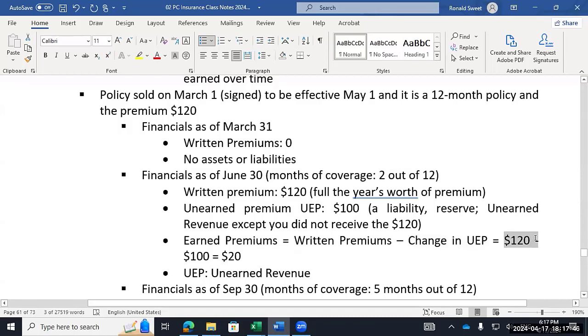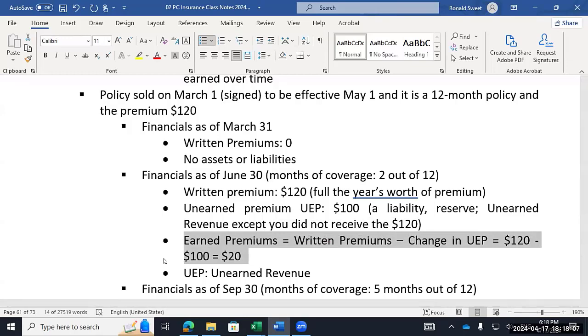We wrote 120 in premiums. Our unearned premium started at 0. Now it's 100. So 120 minus 100 equals 20. You may not be thinking it this way. You might say earned premium is $10 a month and they've only got 2 months. Obviously that's 20, but this is the actual formula you'll see in the financial statements.